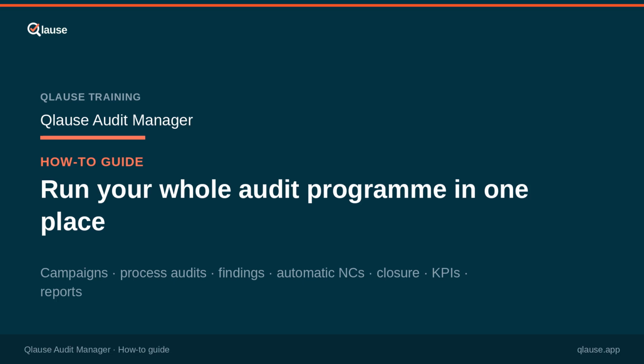In this guide, I'll walk you through the complete workflow step by step, setting up your workspace and your team, planning an audit campaign, logging process audits, capturing findings with built-in auditor guidance, and following every nonconformance through root cause, corrective action, and closure, with the tracker, the key performance indicators, and the printable reports at the end.